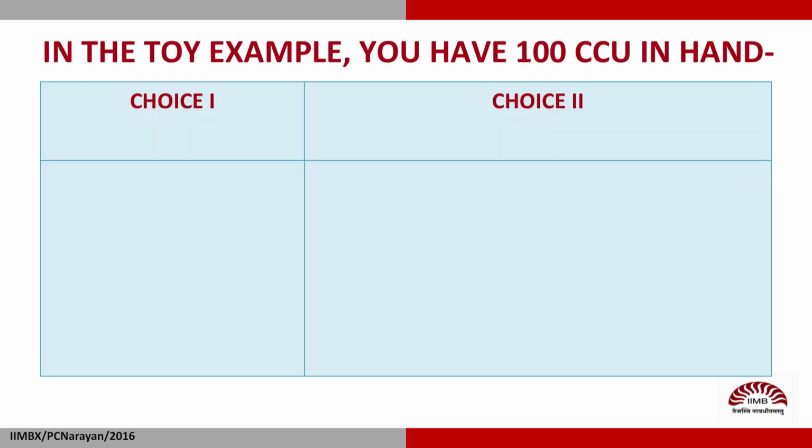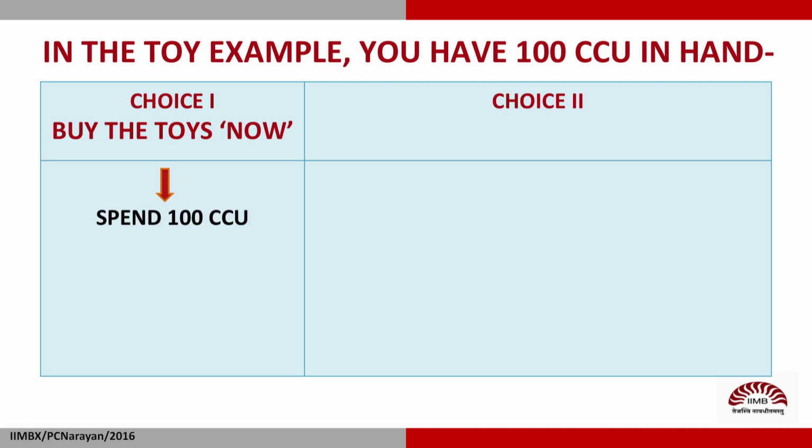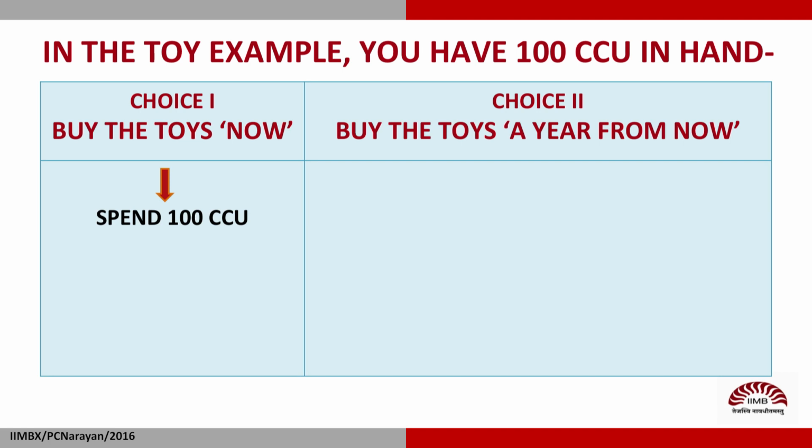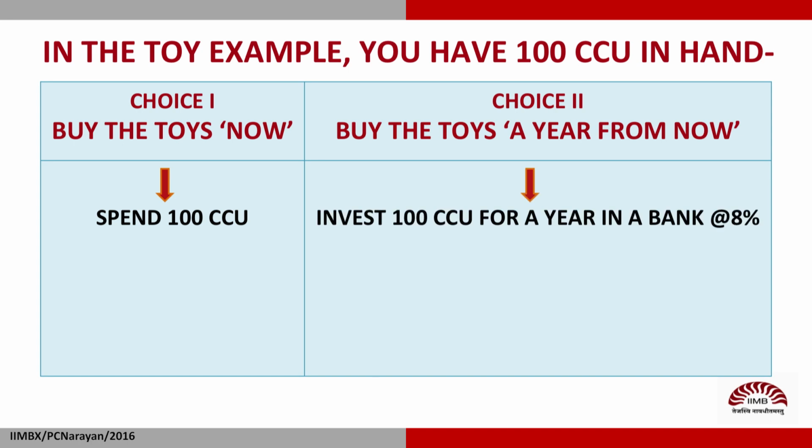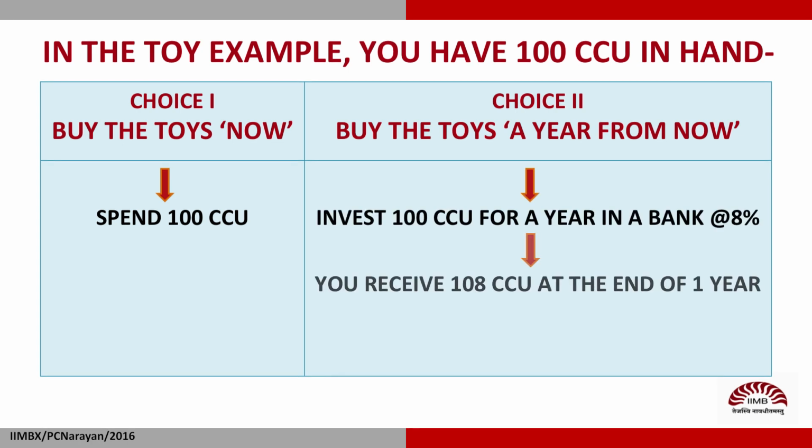In the toy example, you have 100 currency in your hand today. If you gifted the toy to the child today, you're down 100 currency units and the child gets the toys. On the other hand, if you decide to gift the toy to the child next year, you have the opportunity to put the money, say, in the bank, in which case you will get 108 currency units at the end of 1 year, 8% being the interest paid by the bank per annum. That means you are in the money by 8 currency units.